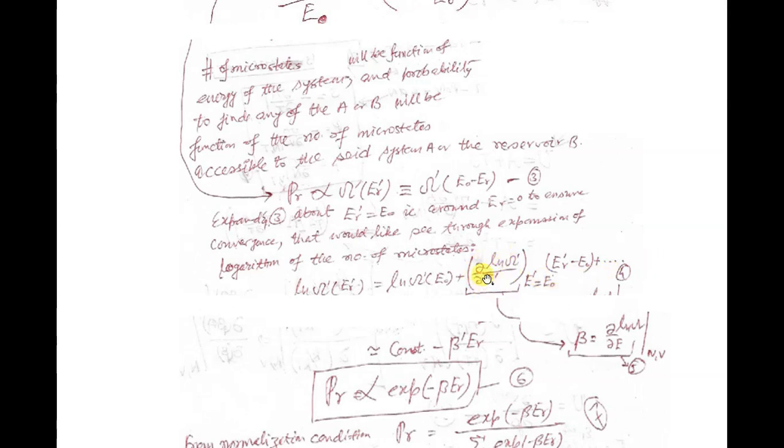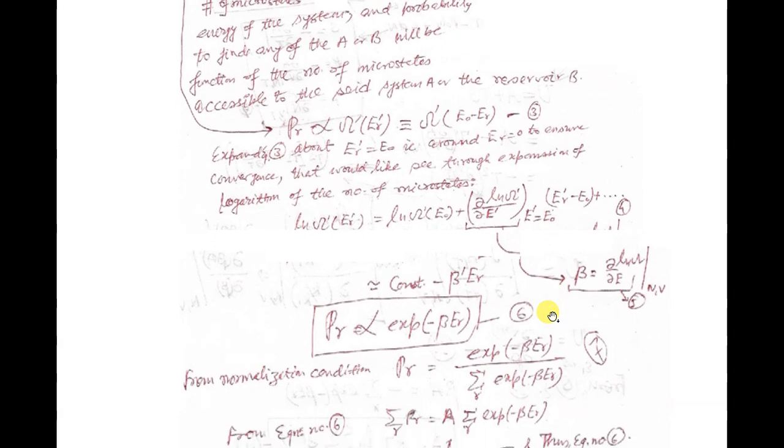This term is very slowly varying, so the second order variation is also fairly small, so you can ignore that term. From there you have the approximate value of ln omega dash, which is nothing but a constant minus beta dash E_R. So beta, as we know from our earlier lecture, is nothing but d/dE of log of omega, the number of microstates, when the number of molecules as well as the volume of the system is fixed.